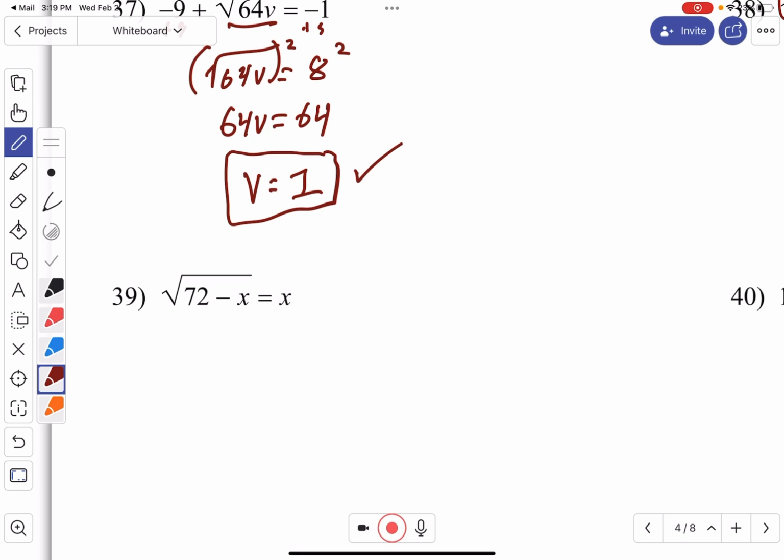72. So number 39. We've got it isolated already, so we're in good shape there. So we're going to go ahead and square both sides. Squaring a square root means everything goes away.